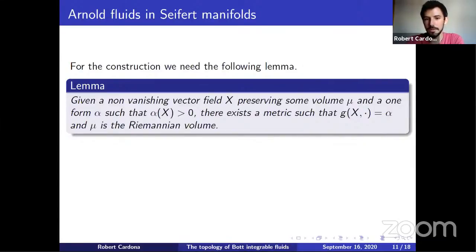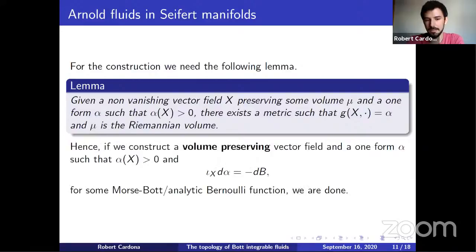So what follows from this is that given a graph manifold, if I can find a volume-preserving vector field and a one-form that satisfies the first Euler equation for some function b, which is Morse-Bott or analytic, then we are done, because I can apply this lemma and I can find the metric, and then X solves the Euler equations for that metric.